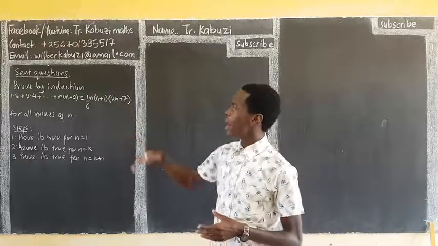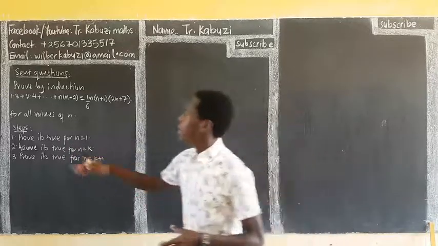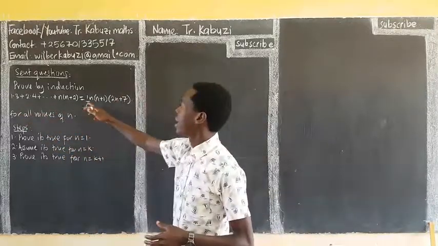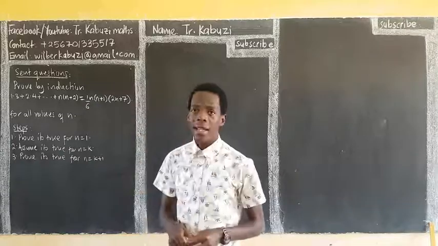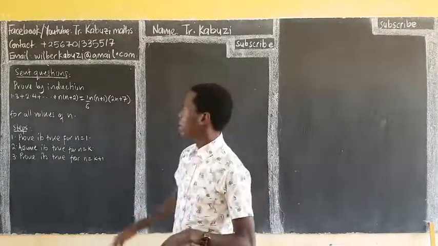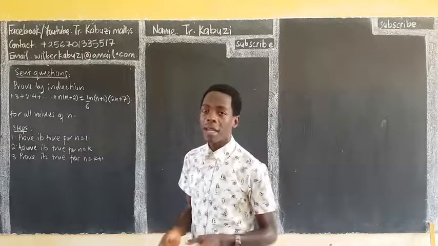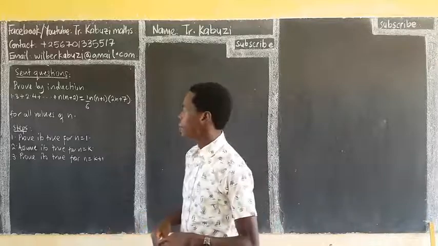So this one, proof by induction, says that this is equal to this. What we do, we say this is the left hand side and this is the right hand side. So the steps are always 3. You prove it's true for n is equal to 1. Some people go on even to prove it for n is equal to 2, but that is also okay.